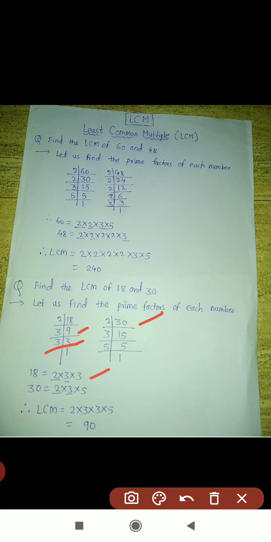Next, 30's factors. 2 15s are 30, 3 5s are 15, 5 1s are 5. So what are the factors of 30? 2 into 3 into 5.